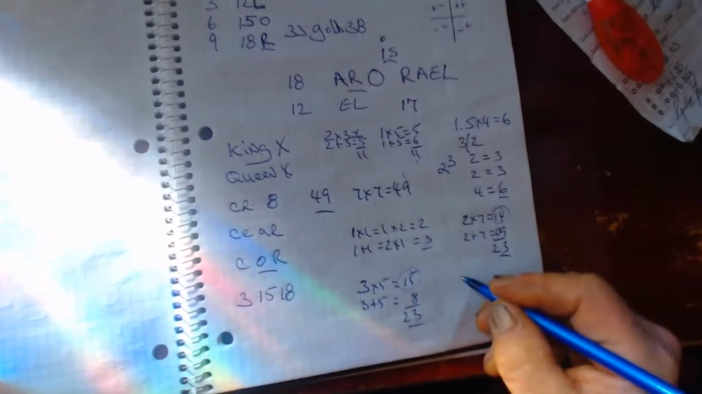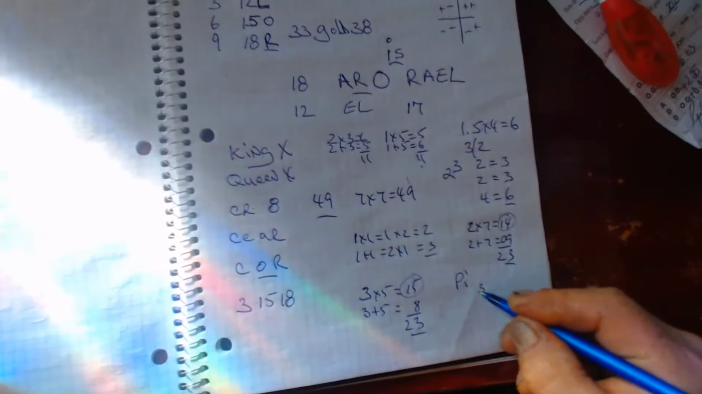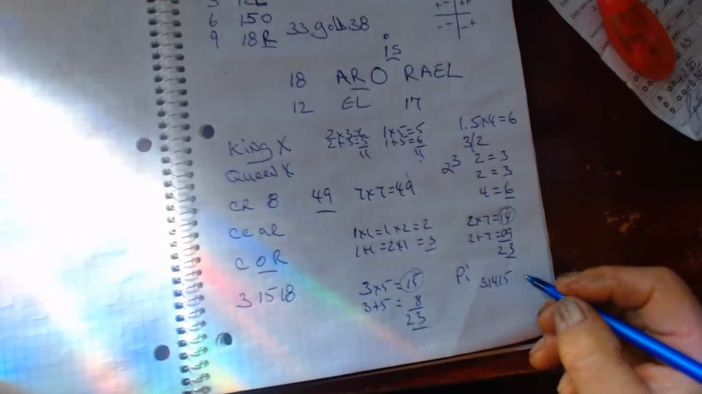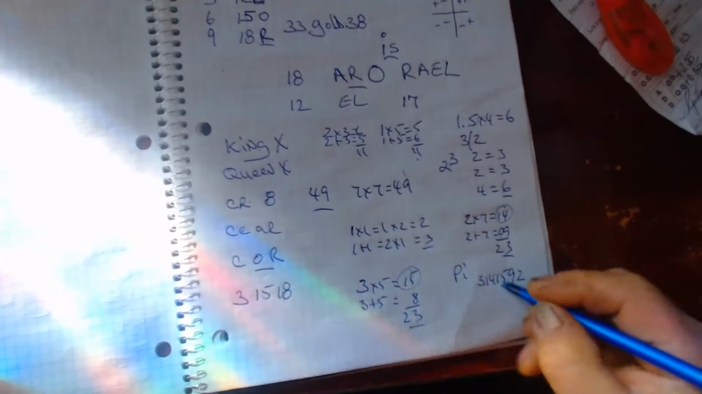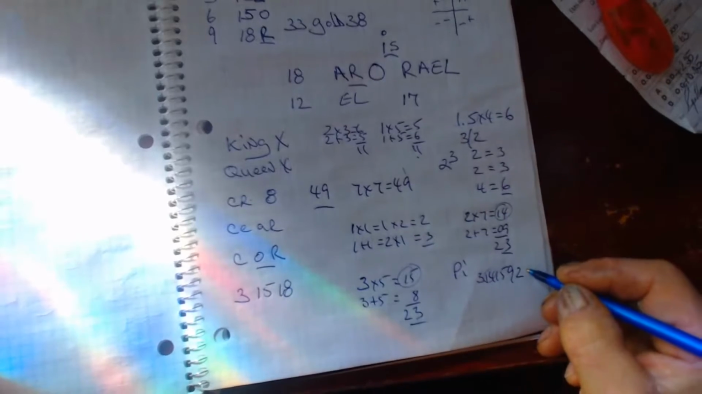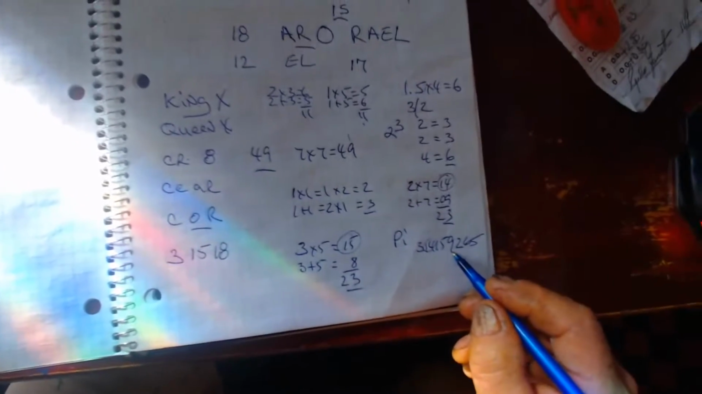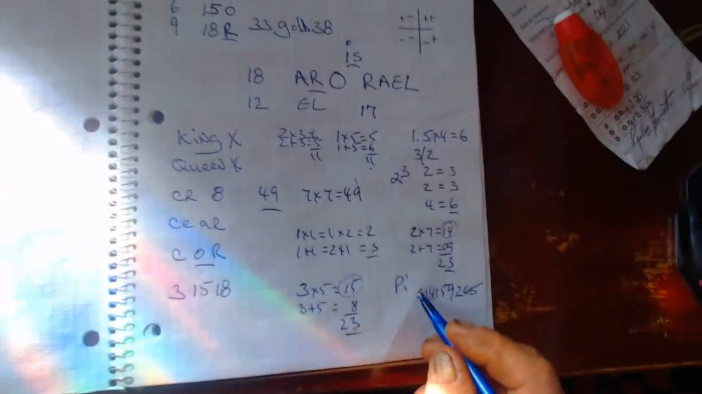14 and 15 is where pi comes in. 3.1415. But that's not it. They total 29. So I'm going to put 29 this way. And this totals 5. And this one totals 6. 3.14159265. And that's your number for pi.